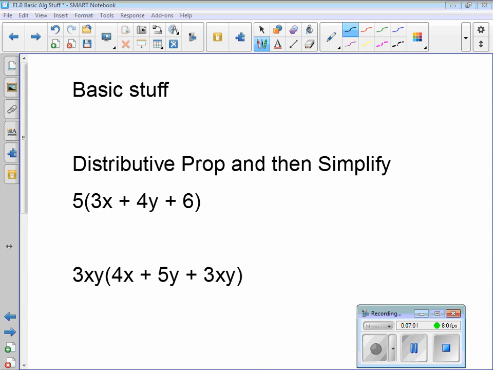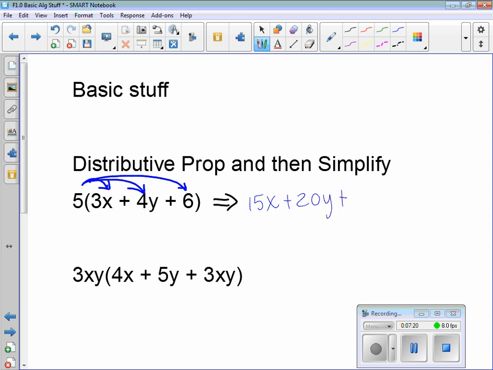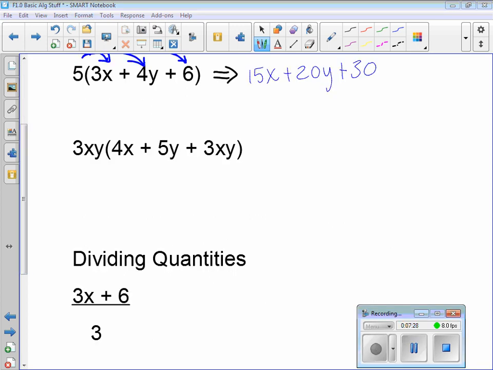Here's some more basic stuff, distributive property, and we're just going to send this through and make it equal, or I should say equivalent, okay? So that all becomes, after I send that through, 15x plus 20y plus 30. And I'll just check to see if there are any like terms. There's not. I have x's, y's, and numbers, and that doesn't do anything different. All right, go ahead and try your hand at this one.